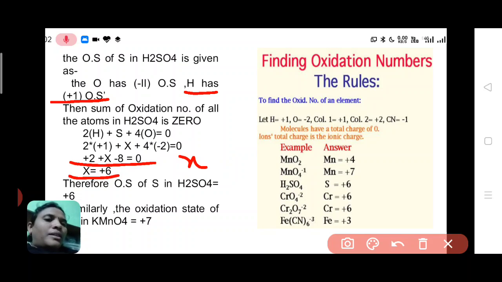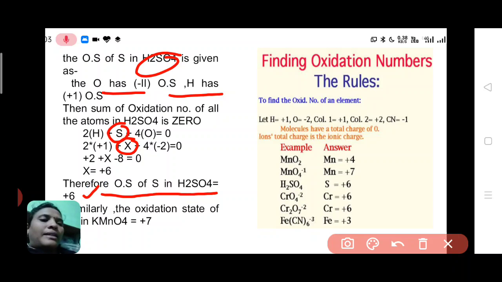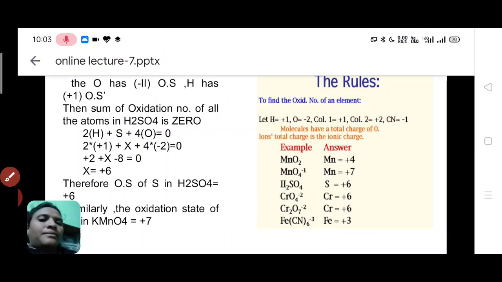In this way you can calculate the oxidation state of the central atom. We have taken the example of H2SO4. While putting the oxidation state of all the other atoms, that is oxygen and hydrogen, you can calculate the oxidation state of the central atom, that is sulfur, by putting its unknown value, X. By solving this equation, you will get the value of X, and therefore you can write the oxidation state of sulfur is plus 6.